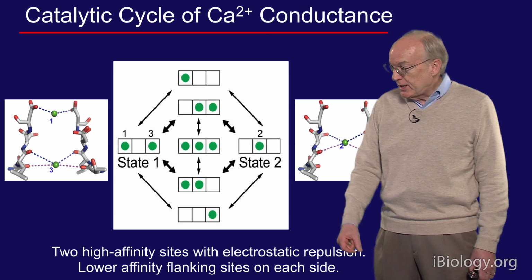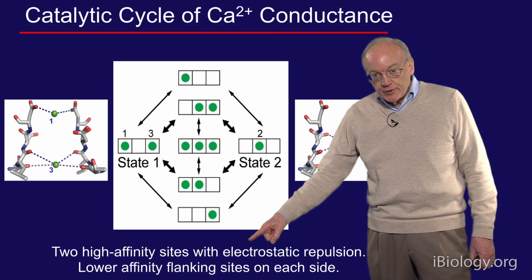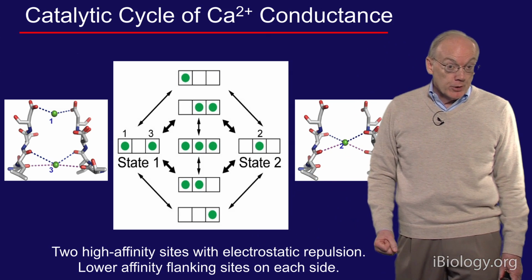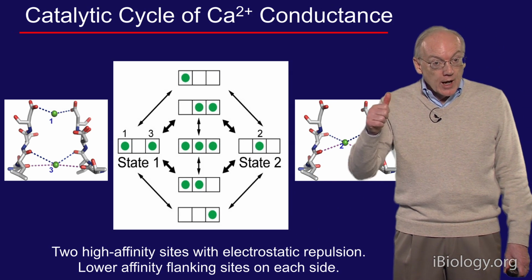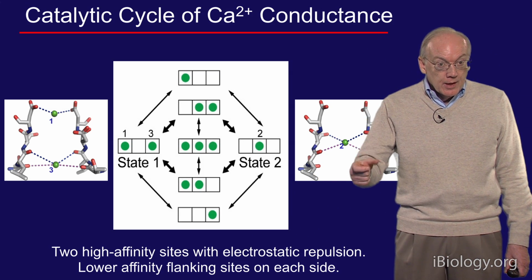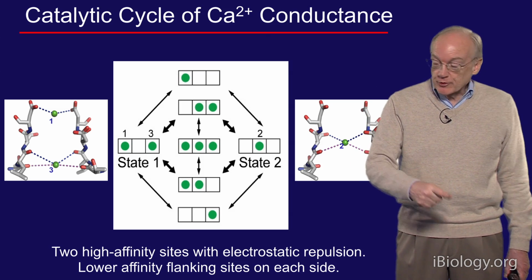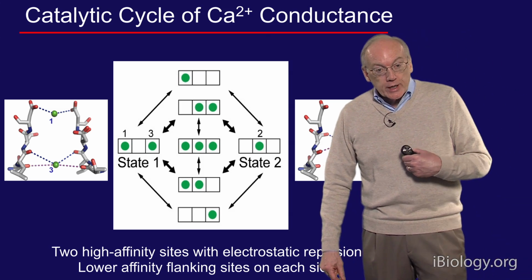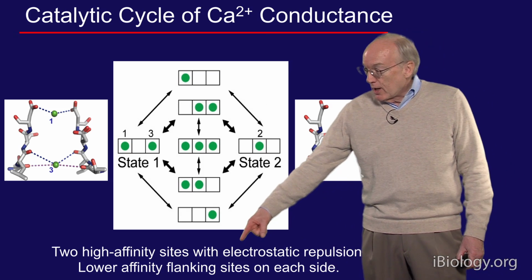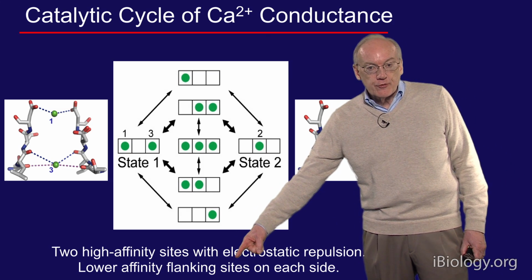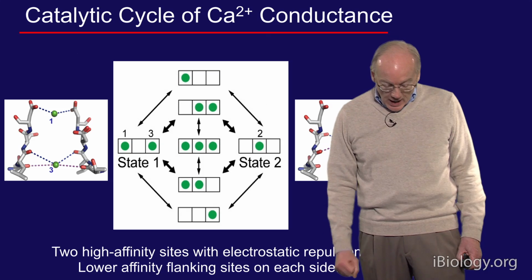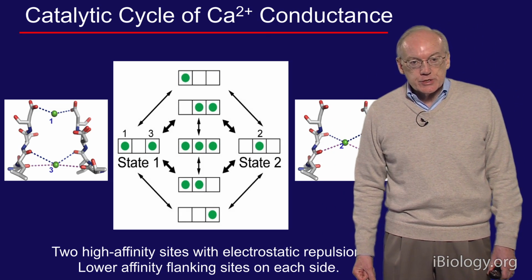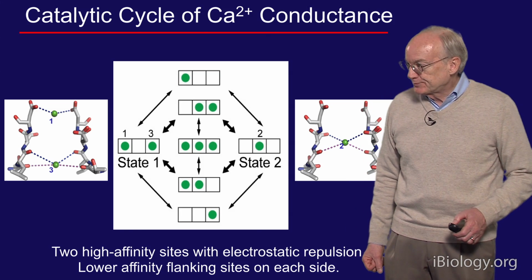And therefore, the key is to have 2 high affinity calcium binding sites closely spaced to create electrostatic repulsion and give you both high affinity to block sodium and high throughput as needed for physiology. In addition, the calcium channel makes things work even better by having 2 lower affinity sites flanking the high affinity sites to move calcium in efficiently in a stepwise process.